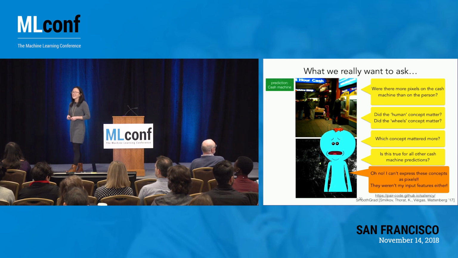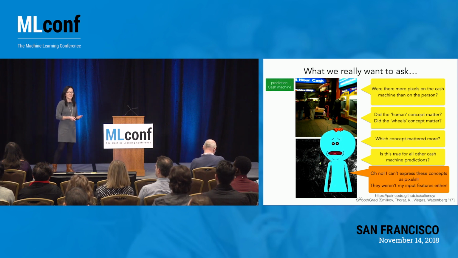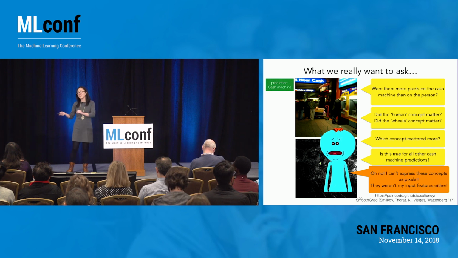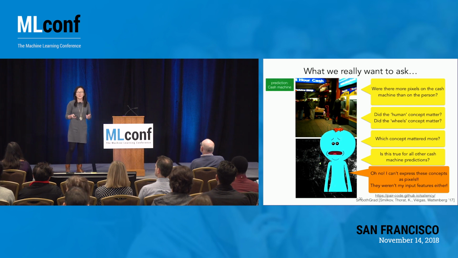The problem is that we can't really express this high-level concept, human or wheels, using pixels, especially if you want to do it across many pictures. Now, you would have been able to answer this question if your input feature was human and wheels, but you didn't. I just made up these concepts. The whole point is to answer this question without having to retrain the model.